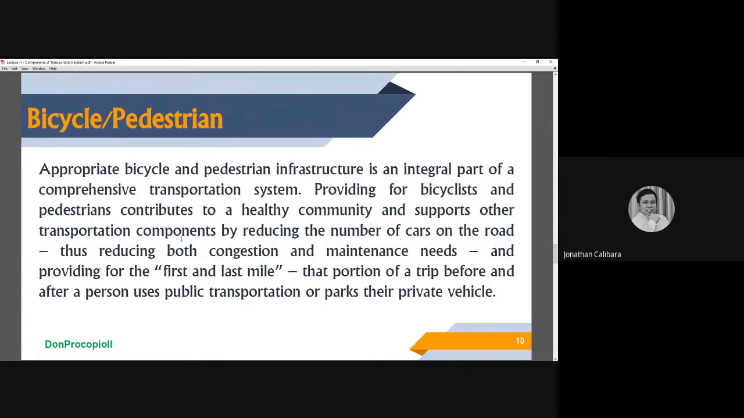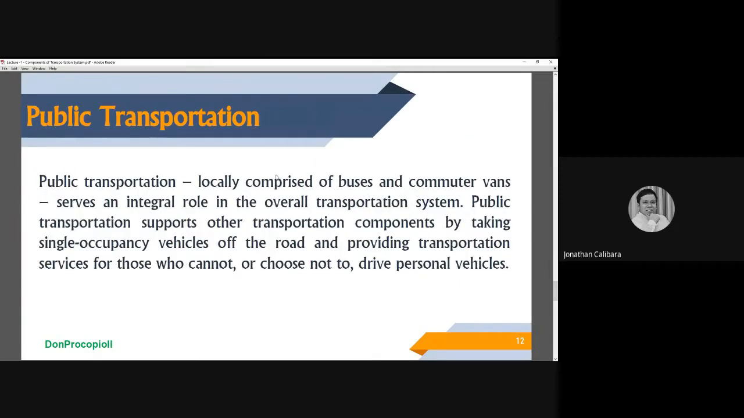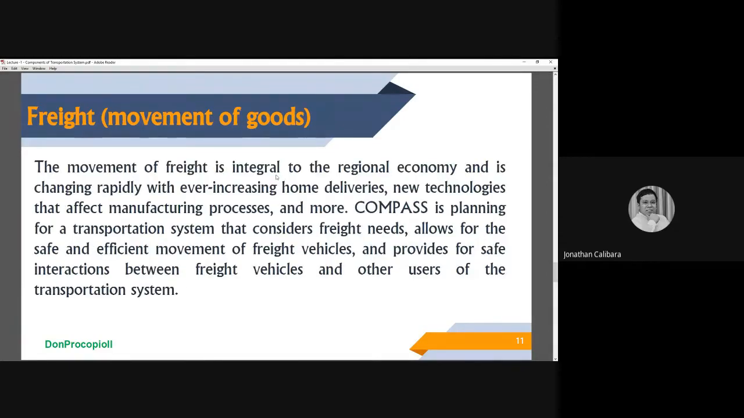So this is the bicycle pedestrian, right, movement of goods, public transportation, and roadways. Bicycle and pedestrian infrastructure is an integral part of a comprehensive transportation system. It provides for bicyclists and pedestrians, contributes to a healthy community, and supports other transportation by reducing the number of cars on roads. I think this is to avoid any congestion in traffic.